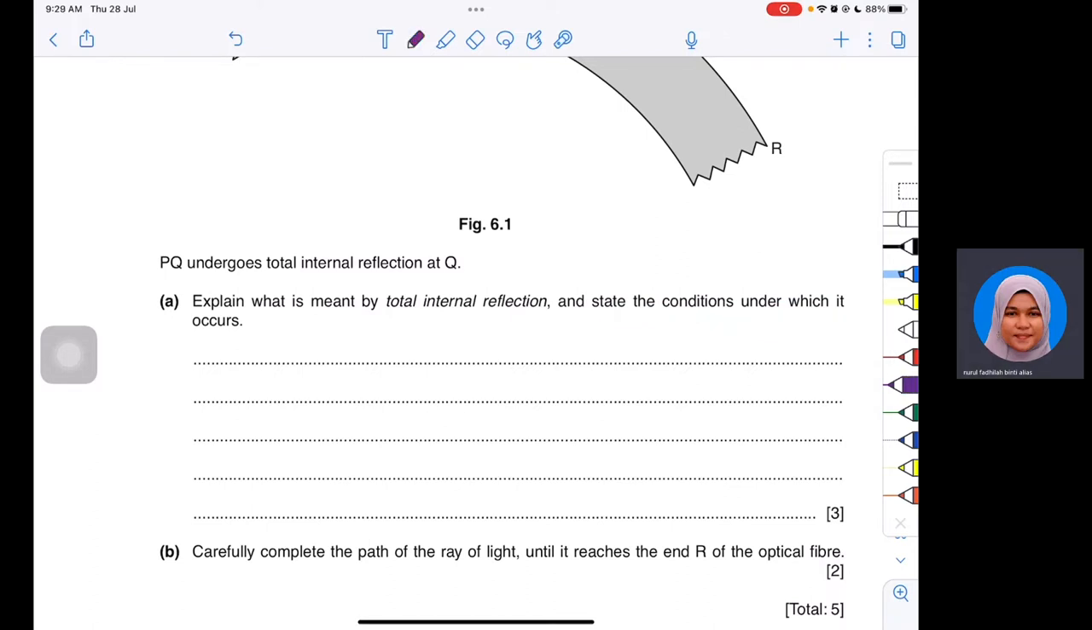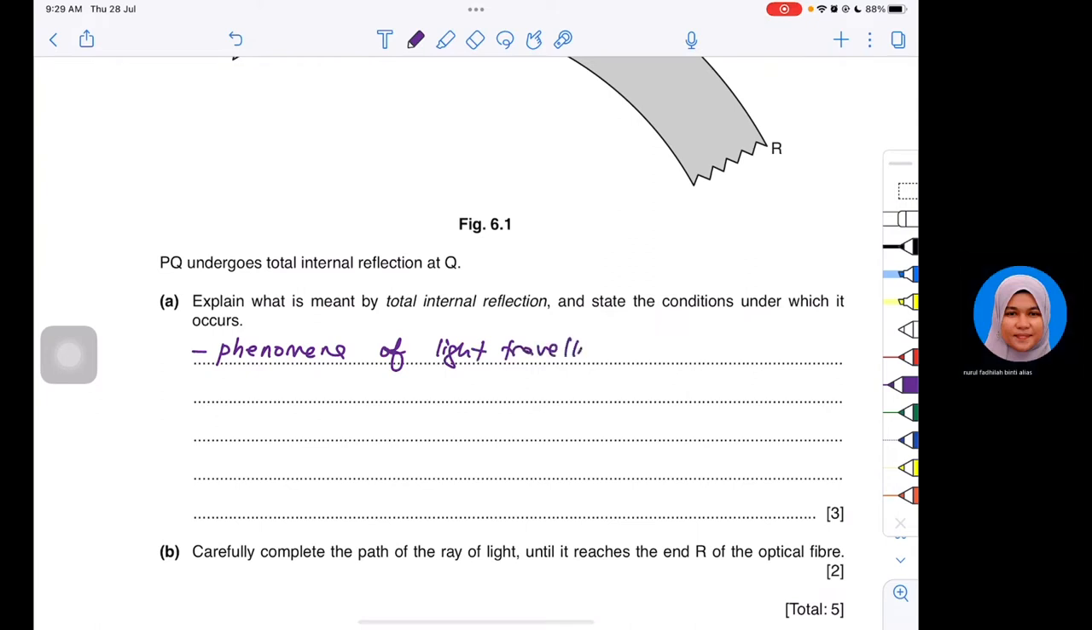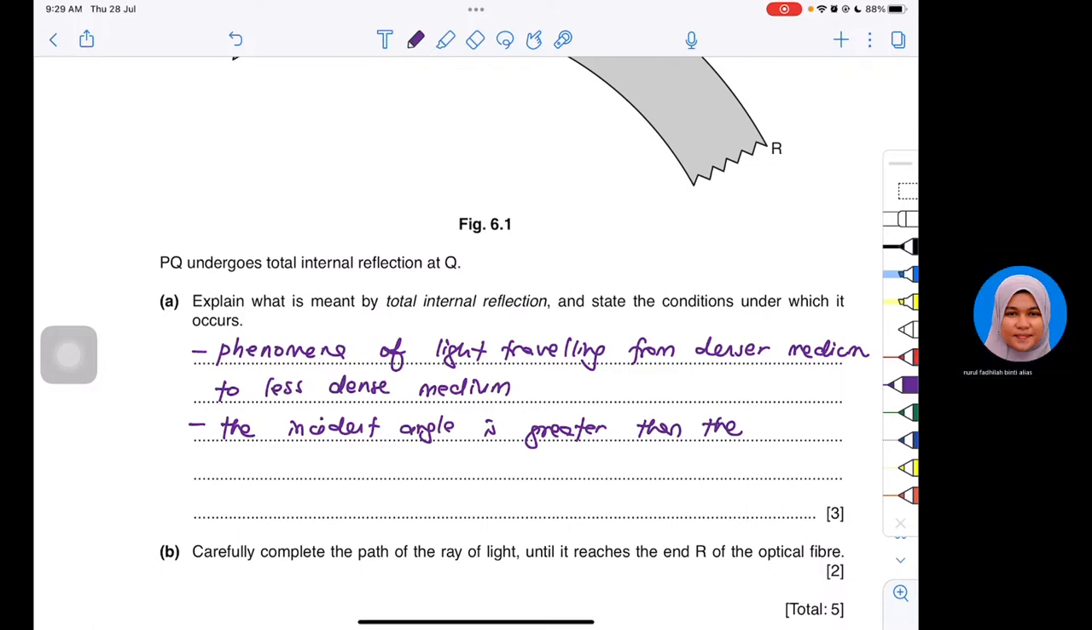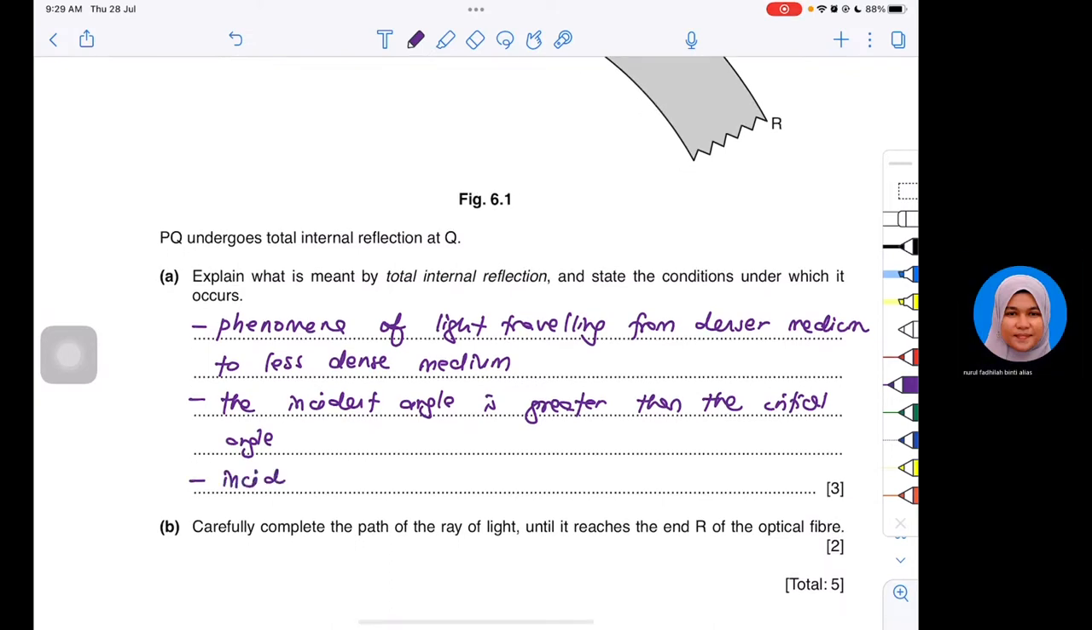First, what is it? We discussed this thoroughly last time. Okay. So the phenomenon of light traveling from a denser medium to a less dense medium. Okay, and then the second point. The incident angle is greater than the, very good, critical angle. And then, the incident angle equals the reflection angle. Alright. So, 3 marks for that.